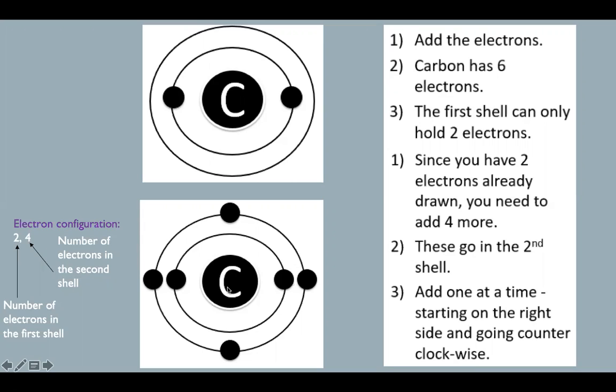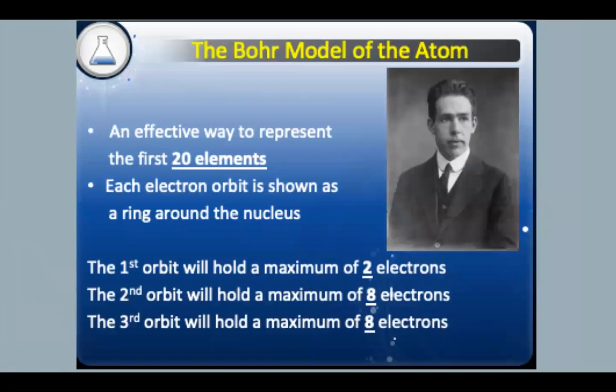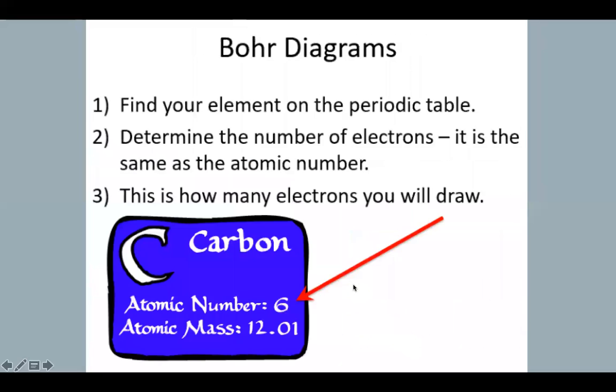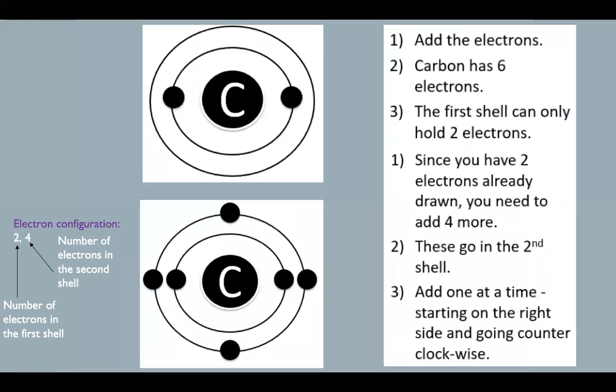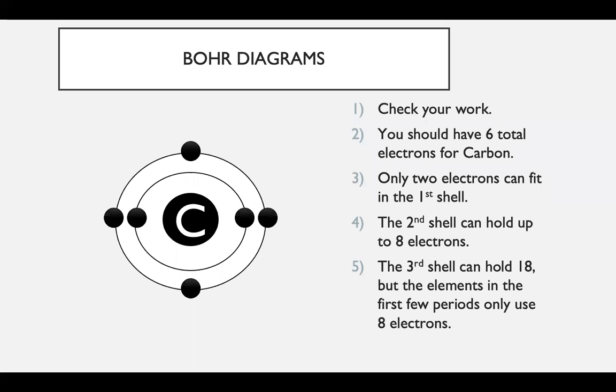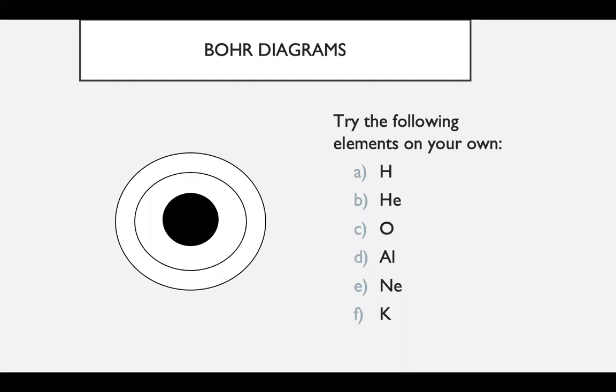So we just need to write the symbol in the middle. Then you need to check which period of the periodic table it is in and draw that many shells around it. And then remember these 3 points here. So you should write that in your books, make note of that, and we can go on.